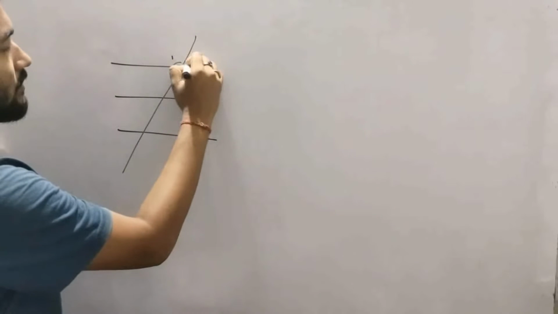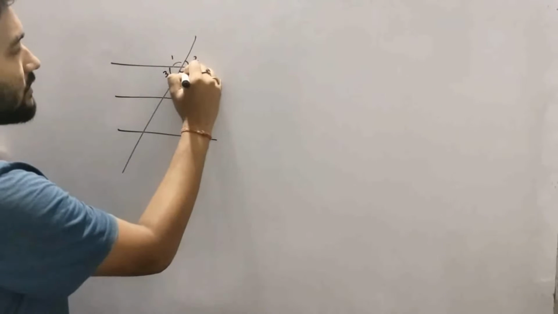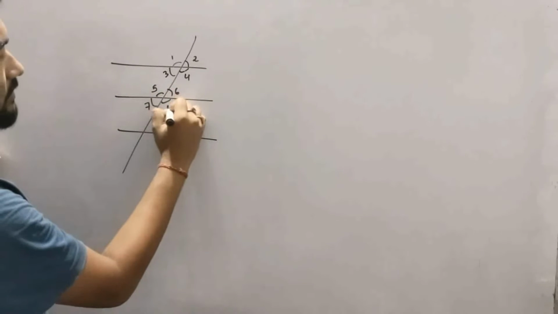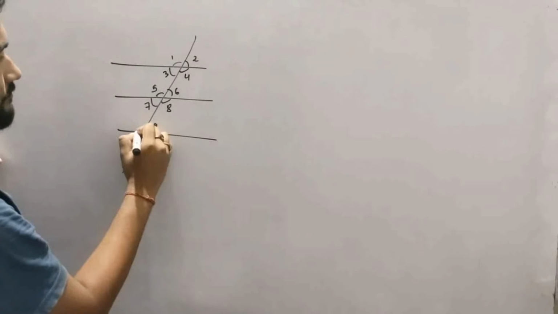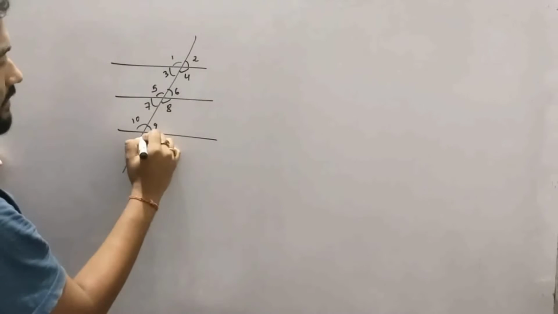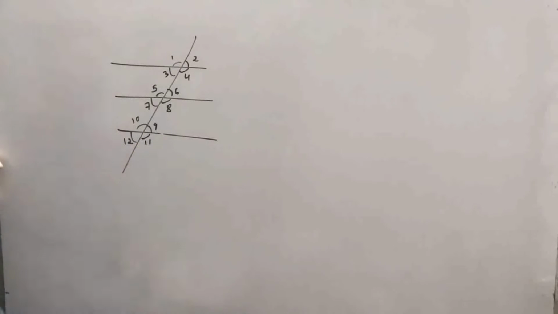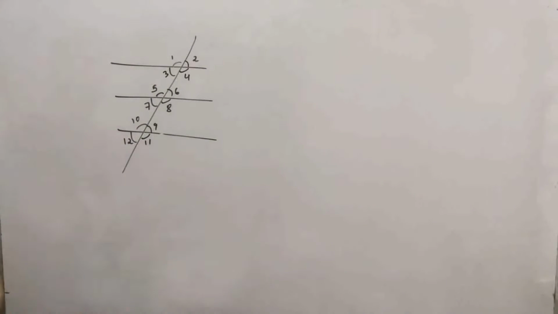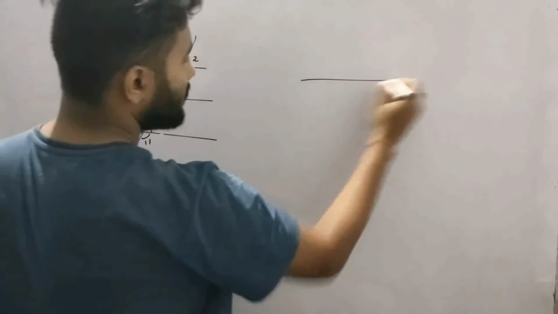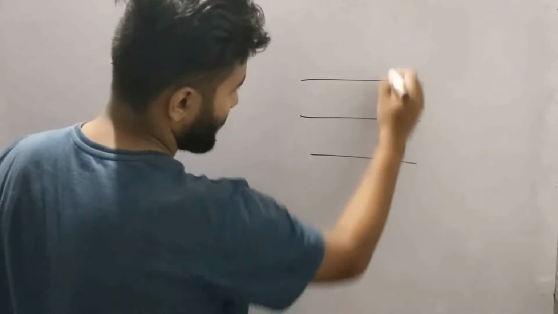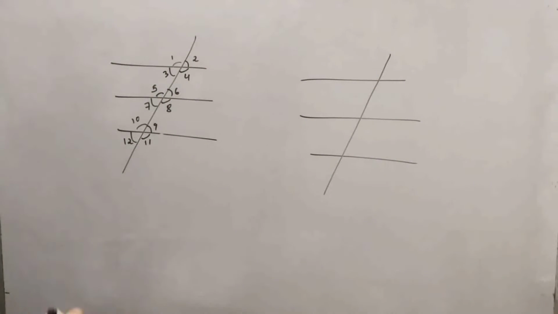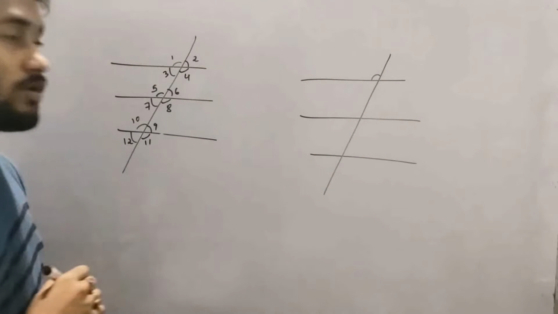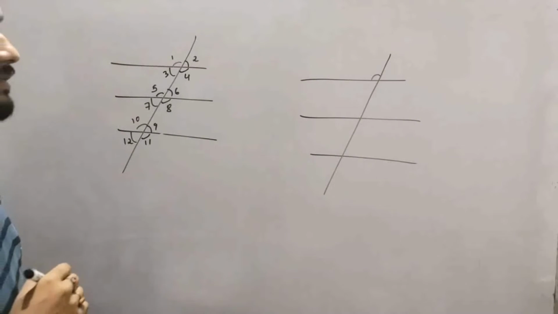So this is 1, this is 2, this is 3, this is 4, this is 5, this is 6, this is 7, this is 8, this is 9, this is 10, this is 11, and this is 12. So 12 angles formed, right? So many angles are there. Okay. So now again I am drawing this one. If I say, with this angle, what will be the corresponding angle? With this angle, what will be the corresponding angle?